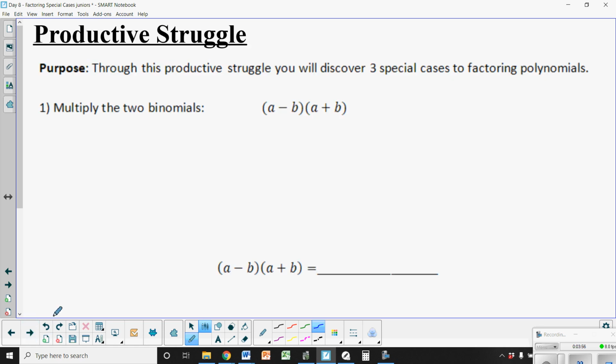So what's going to be helpful for you is to read through this. So it says, through this productive struggle, you discover 3 special cases of factoring polynomials. So multiply the 2 binomials and pause it now.